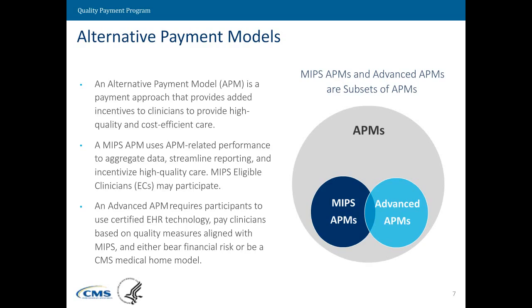We also have advanced APMs, which are APMs that have met the three criteria to be considered an advanced APM. Briefly, the three criteria are that an APM requires participants to use certified EHR technology. The APM provides payment for covered professional services based on quality measures comparable to those used in MIPS. And third, it requires participants to bear more than a nominal amount of financial risk. It's important to note here that an APM can be both a MIPS APM and an advanced APM, and in fact, CPC Plus is both.